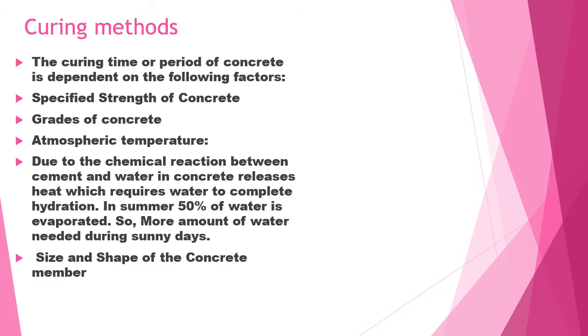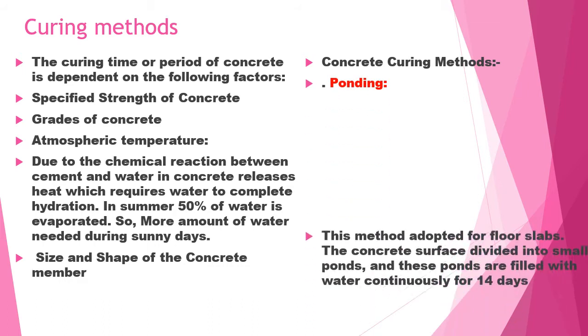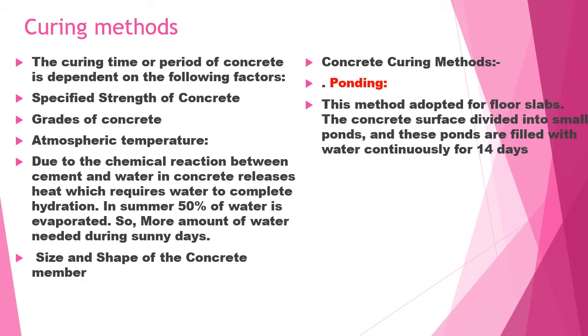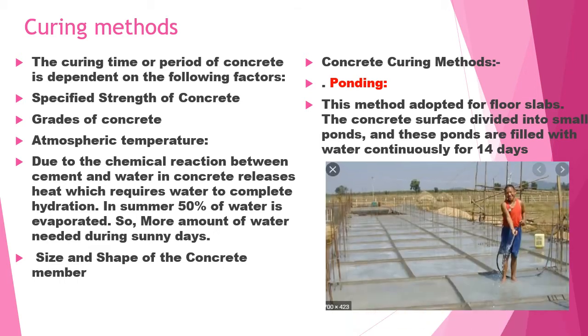Size and the shape of the concreting method. Concrete curing methods. Ponding. This method is adapted for a floor slab. The concrete surface is divided into small segments and made into ponds. These ponds are filled with water continuously for 14 days. The image of the ponding has been shown below.